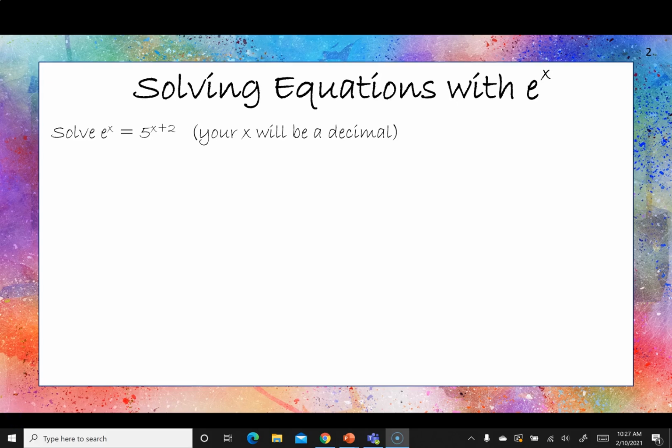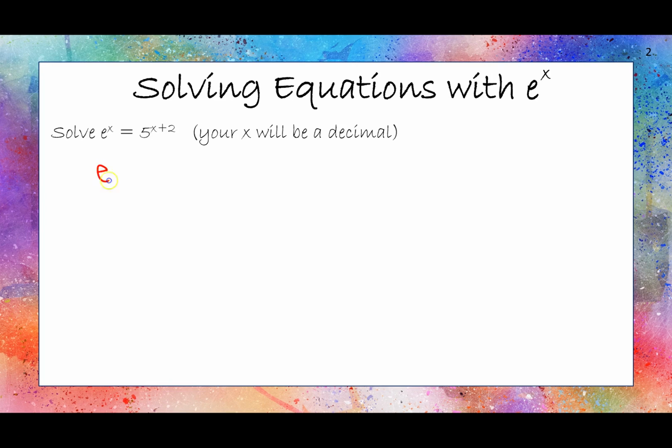So we're going to attack solving equations when we see e to the x. Basically, we're solving an exponential equation that has e in it. So first thing we're going to do is recognize that if we take natural log of both sides, we'll have canceling. So I'm going to go ahead and rewrite this problem, but I'm going to leave space in front.